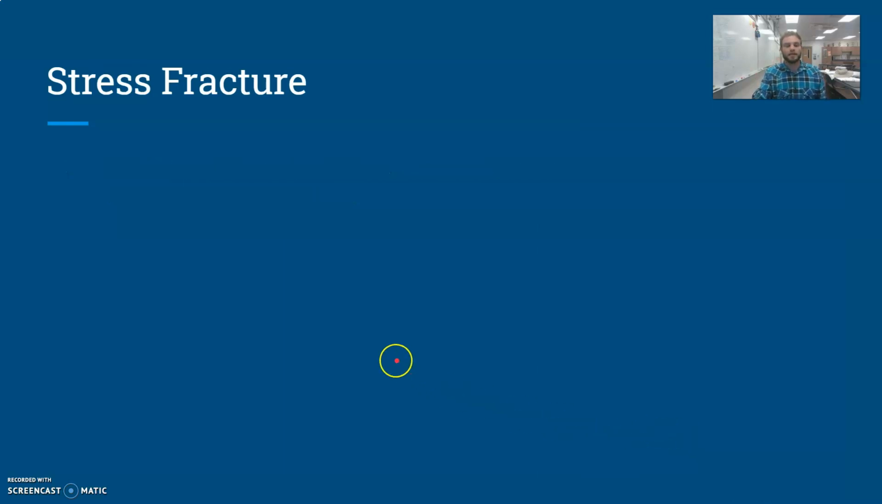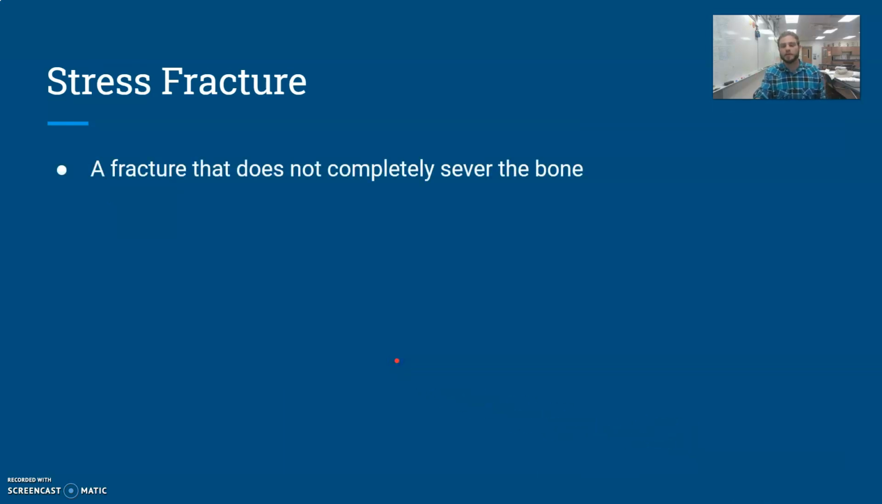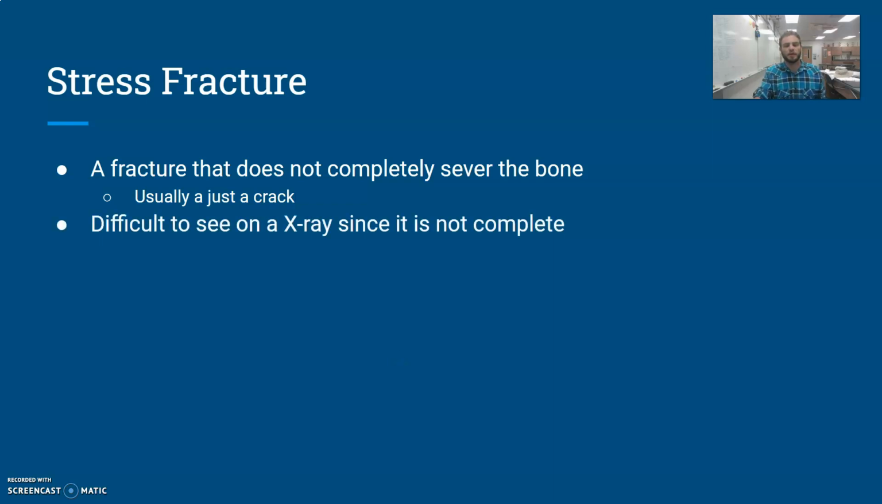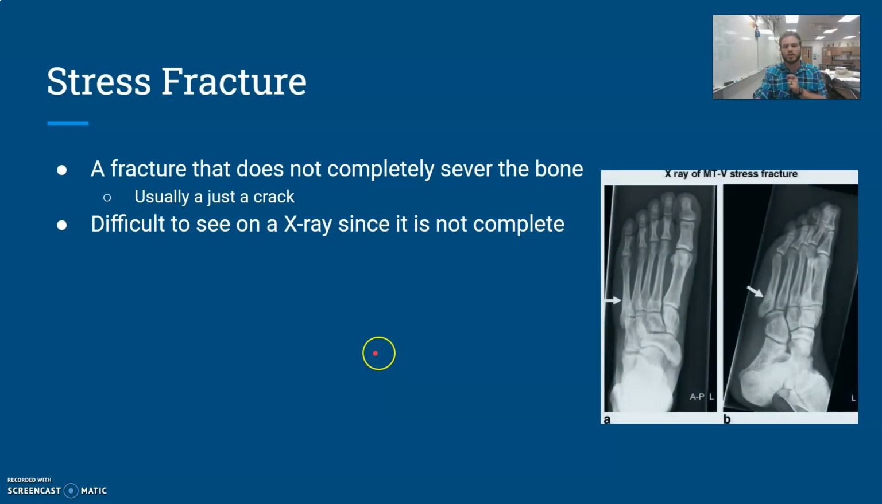And then lastly, we have stress fractures. These are going to be fractures, again, that don't go completely through the bone. Instead, really, you're going to see some sort of crack in the bone. These are very, very difficult to see on x-ray. They can be hairline fractures, very, very small fractures.